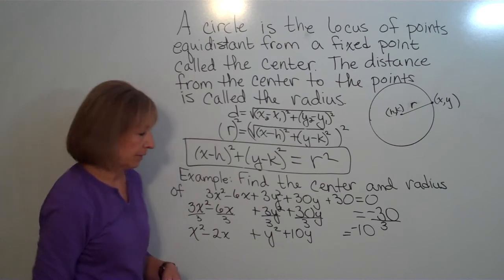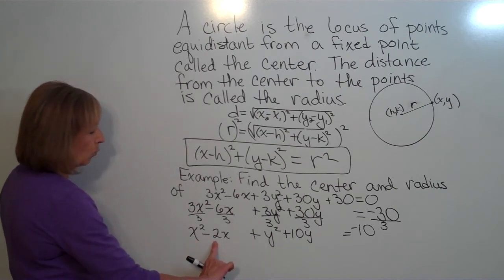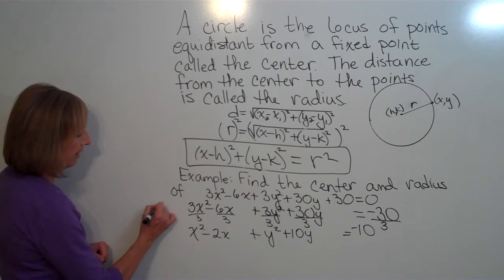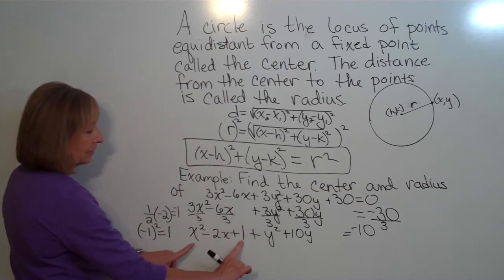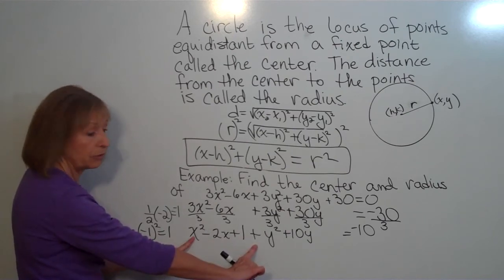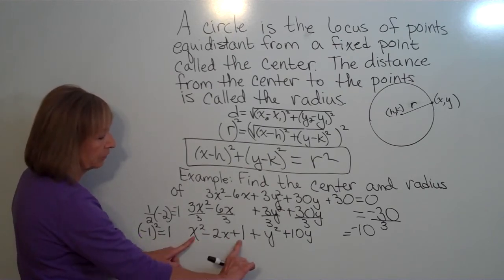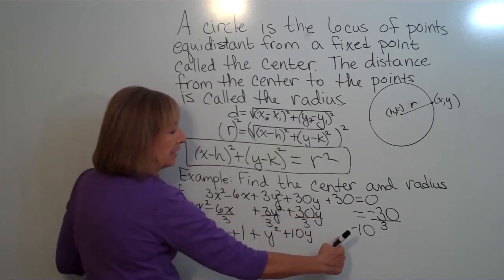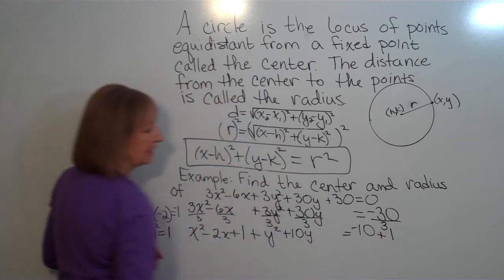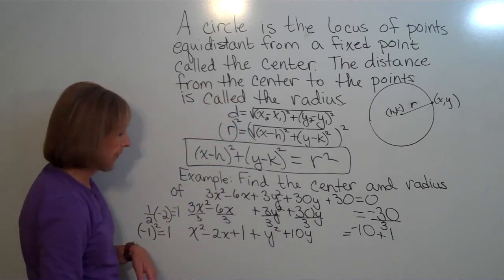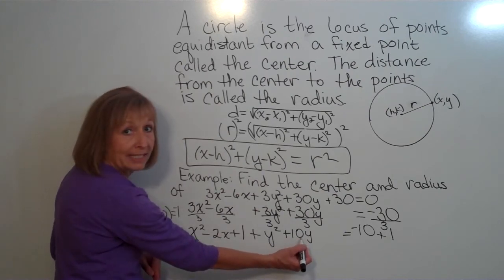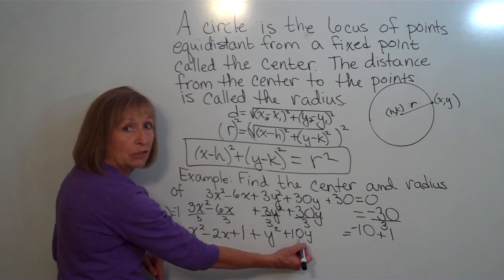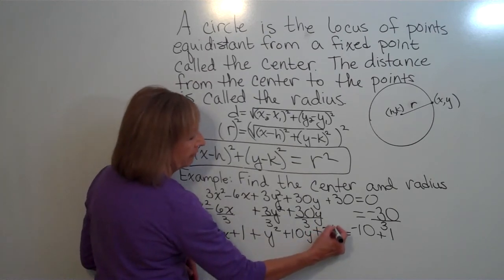Now we want to complete the square. So for the x's, take 1/2 the coefficient of the middle term, so 1/2 of negative 2 is negative 1, square negative 1, that's 1, and add it to your binomial so far with your x's, which will make that a perfect square trinomial. And when you add it to the left side of the equal sign, you also have to add it to the right side to be fair and keep it balanced, to keep the equation true. And now for the y's to complete the square, take 1/2 of 10 is 5, and 5 squared is 25. So I'm going to add a 25 to both sides.